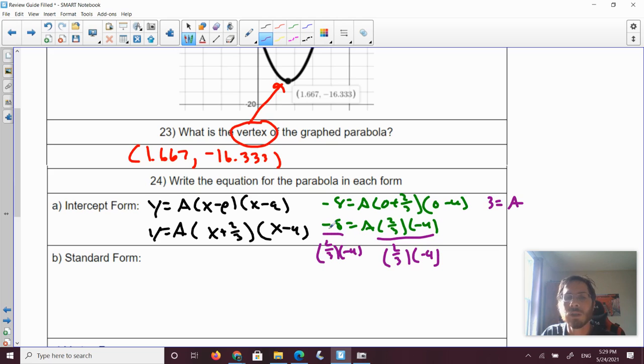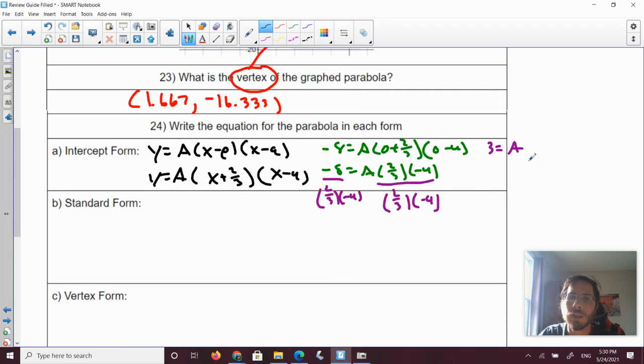So that's what we'll get if we plug that into a calculator. Now that I know a, I'm ready to answer the question. So the final answer is going to be y equals 3, x plus 2/3, x minus 4.